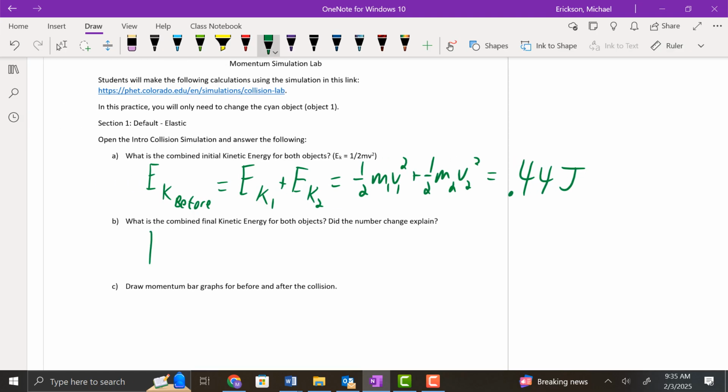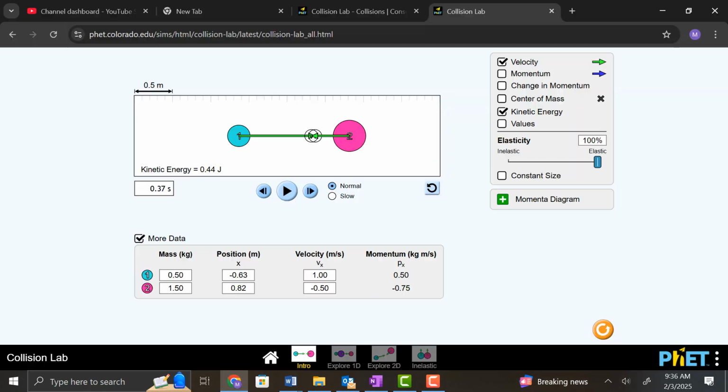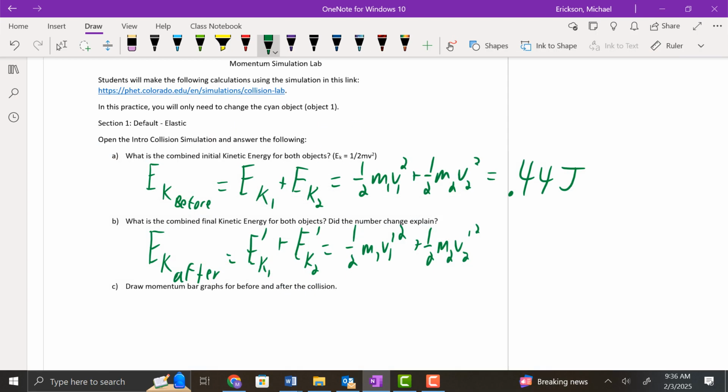Now I'm going to do the EK after, which is going to be EK1 prime plus EK2 prime. I'm just skipping the math of it because it's going to take a long time, but what you will notice here, and what our simulation even tells us, is that I still maintain this 0.44 joules.